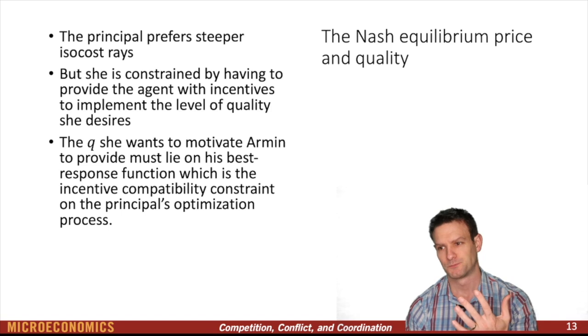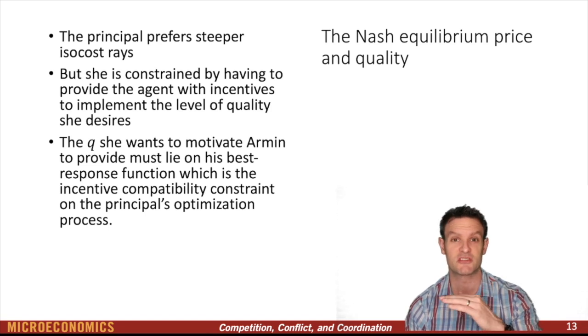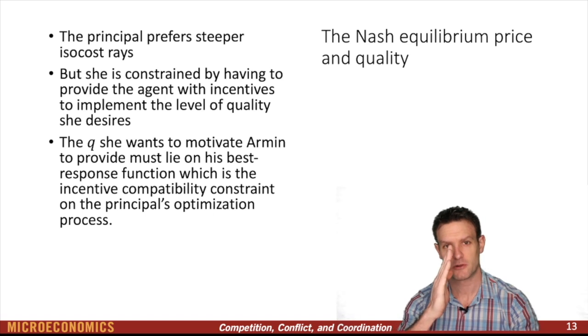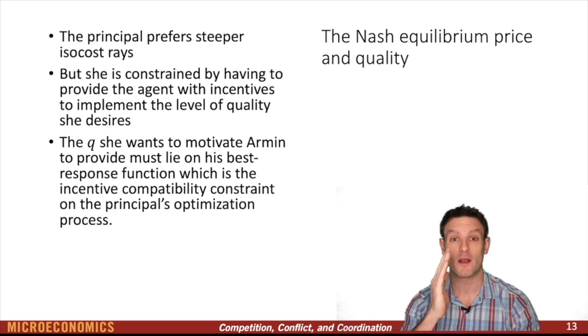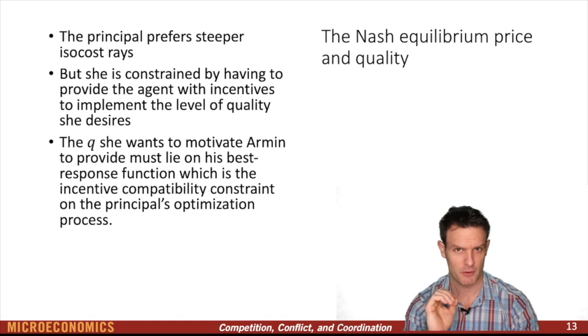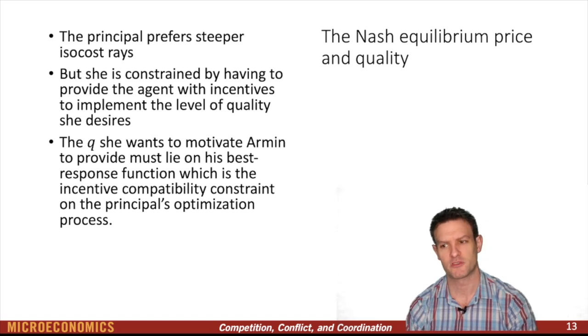So what do we know? We know the principal prefers steeper ISO cost rays. Okay, so they prefer rays that are steeper, where they get more quality for a given price than a lower quality for a given price. Right? So we know that for the principal.